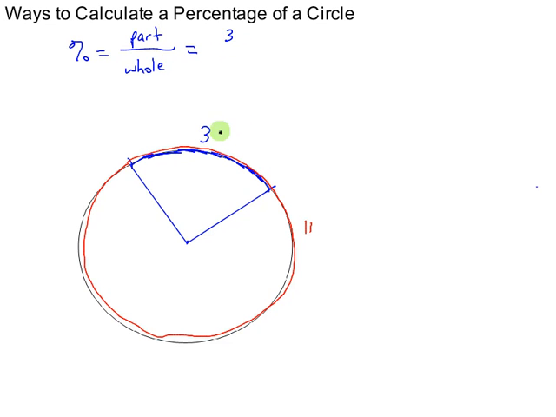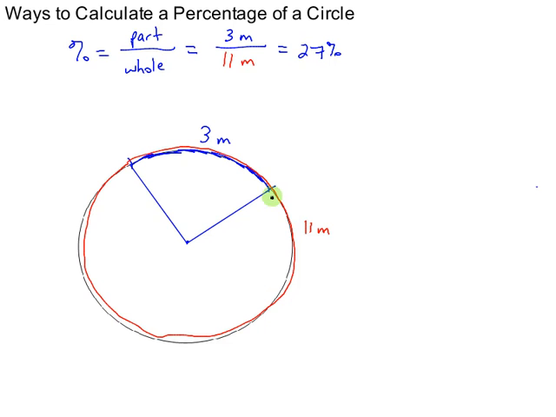And by the way, arc length is measured as a unit of length, maybe something like meters. And so circumference would also be measured in meters because it's also a distance. So you take 3 meters divided by 11 meters, and you get something like 27%.